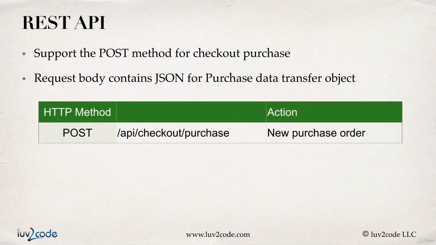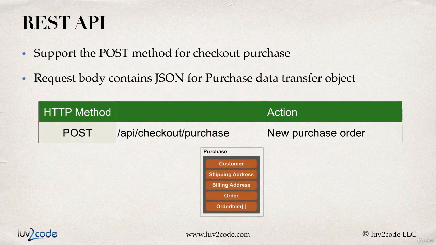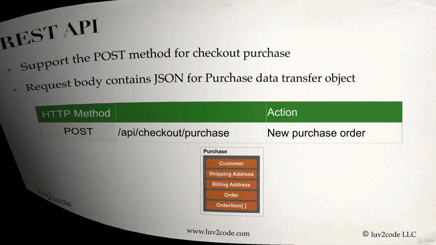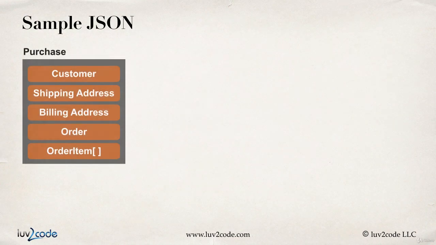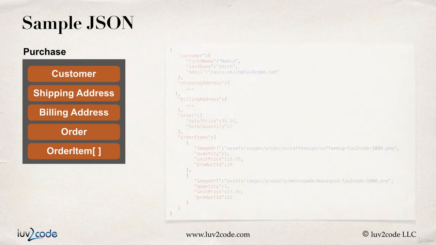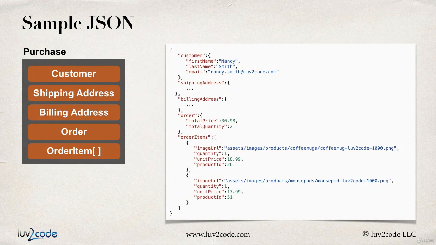And here's a description of the API. So we'll have a POST to this endpoint /api/checkout/purchase. And the action is that it'll create a new purchase order and store it in the database. And then here's a look at the sample JSON for the purchase. So we see we have a section here for the customer, shipping address, billing address, the order, and a collection of order items.